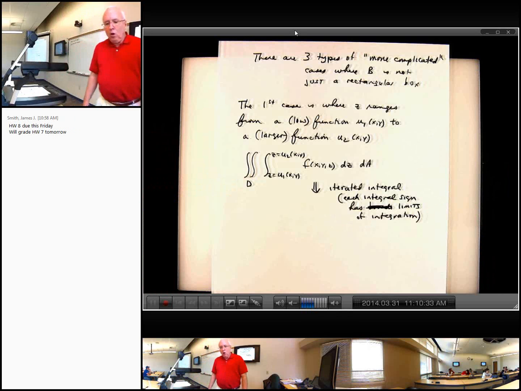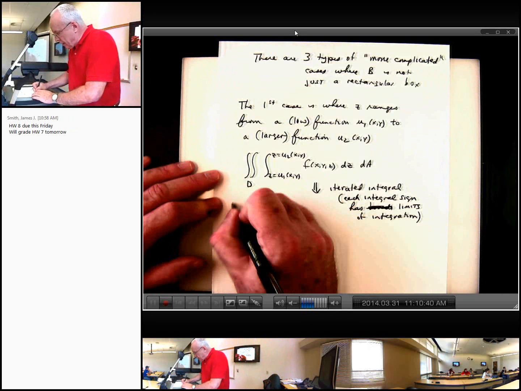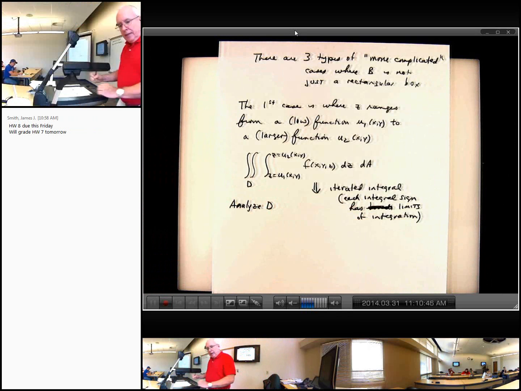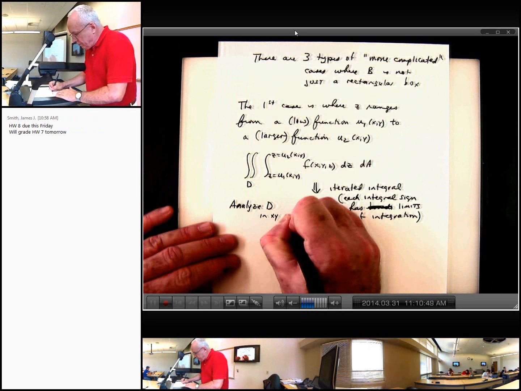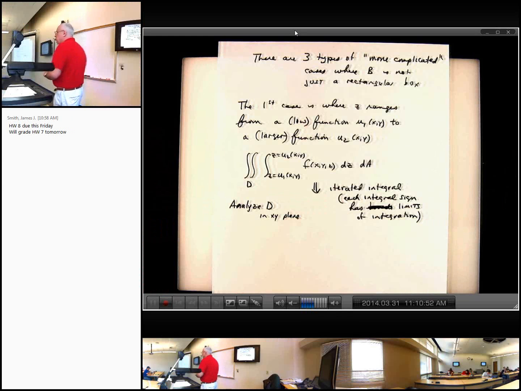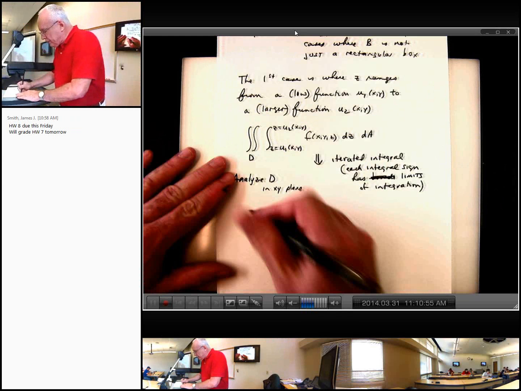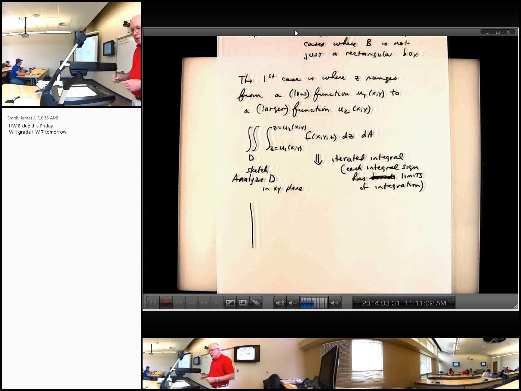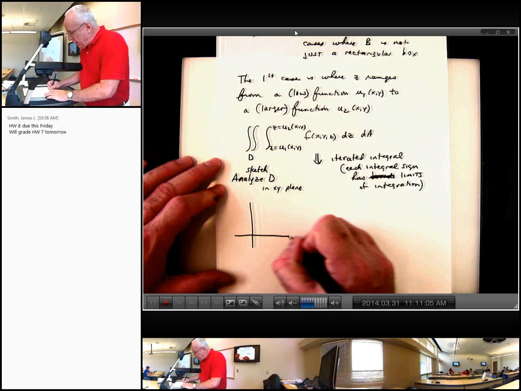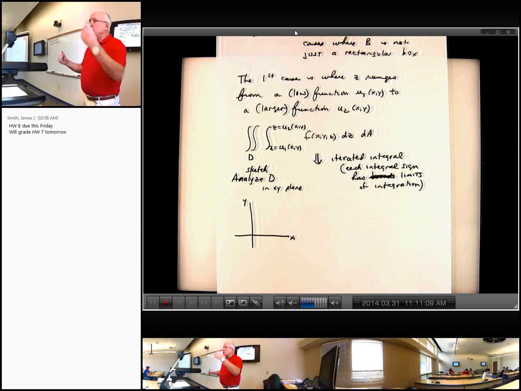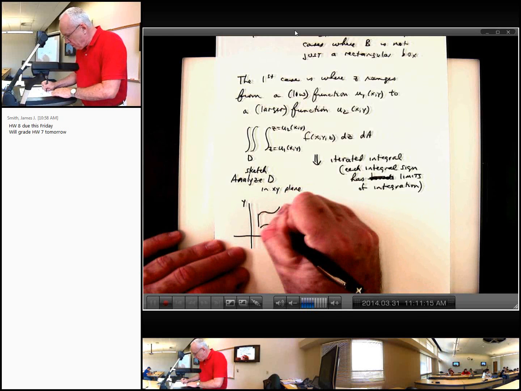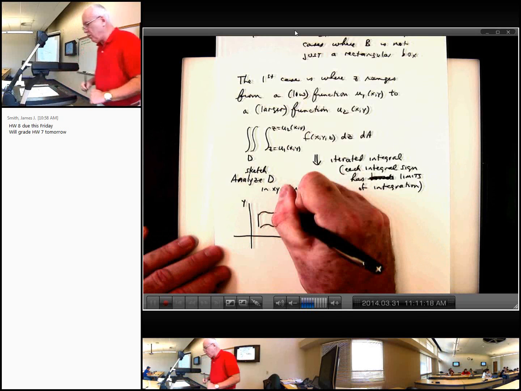What you need to do here, 99% of the time, is analyze this region D that's in the XY plane. The shadow of this is going to be in the XY plane. Now, by analyze, what I'm really saying here is sketch. That's the initial thing you would want to do. So what I'm drawing here is an XY plane, and let's suppose that the shadow of this looks something like this.